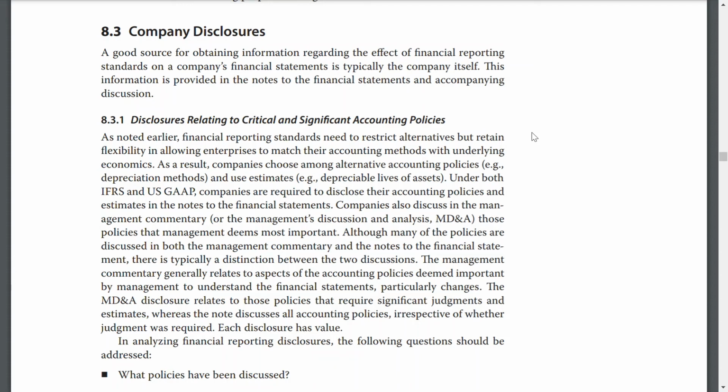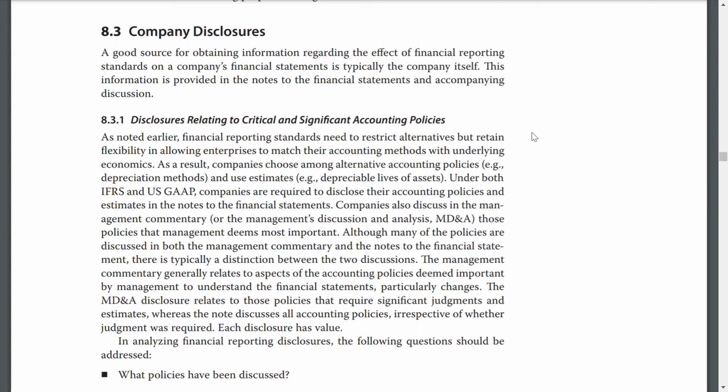As noted earlier, financial reporting standards need to restrict alternatives but retain flexibility in allowing enterprises to match their accounting methods with underlying economics. As a result, companies choose among alternative accounting policies and use estimates. Under IFRS and US GAAP, companies are required to disclose their accounting policies and estimates in the notes of the financial statements. Companies also discuss in the management commentary those policies that management deems most important.